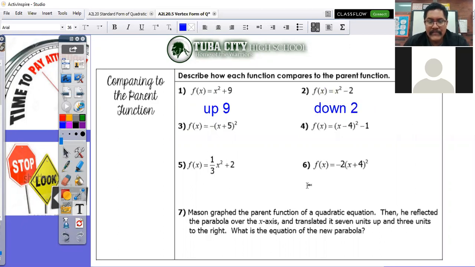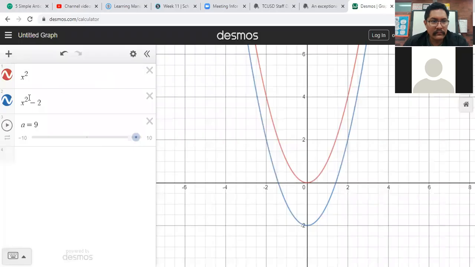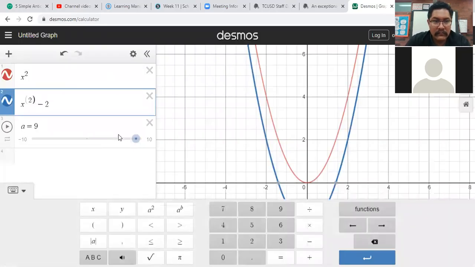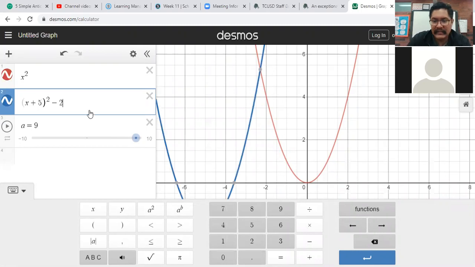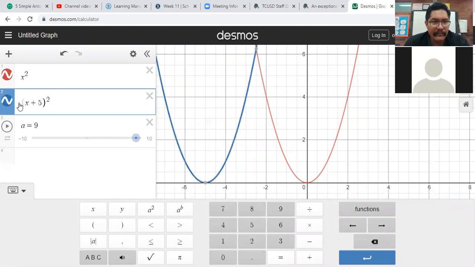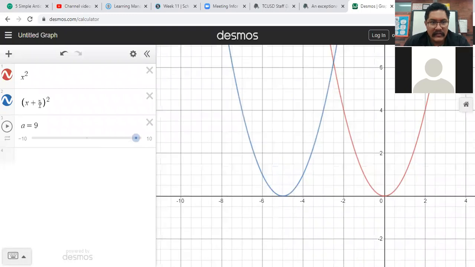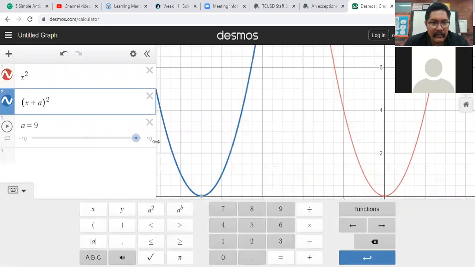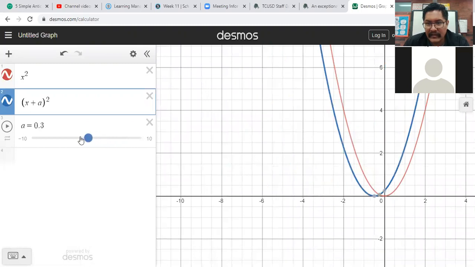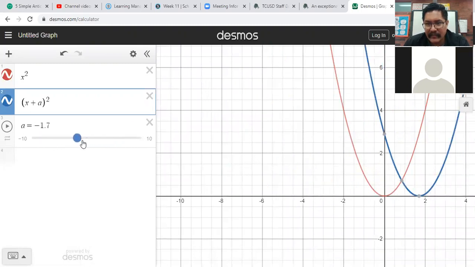All right, it looks like we're going to have to type in a few more things. So negative x plus 5 squared. And you can see that it's changing a little bit. So this one here is moving it sideways. You can see that it's shifting sideways.